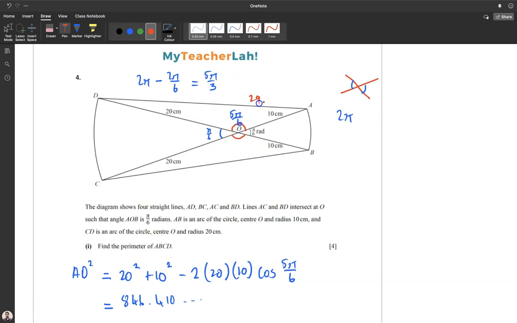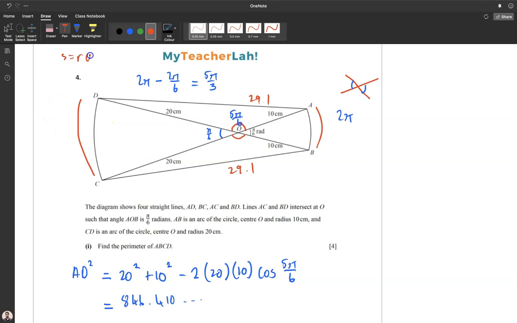Okay, this is 29.1. We know that. This should also be 29.1. Now what else is missing? We are missing this one and this one. We already know the angles, so to find the length is quite easy. So just r times theta.